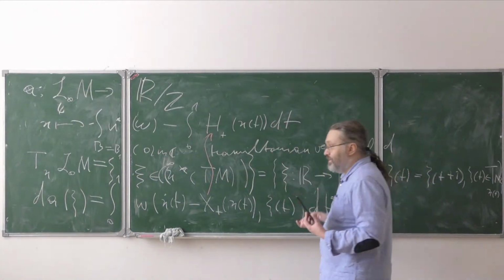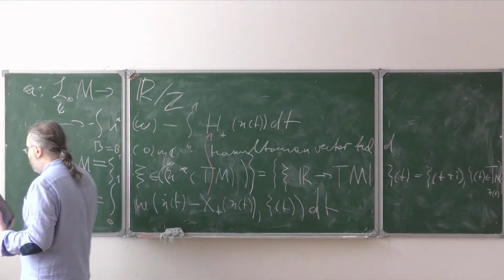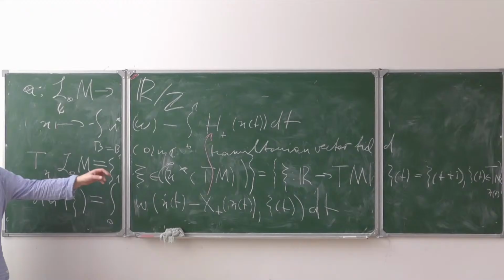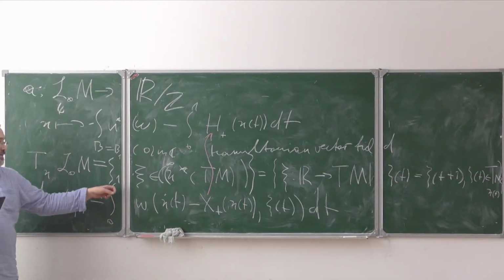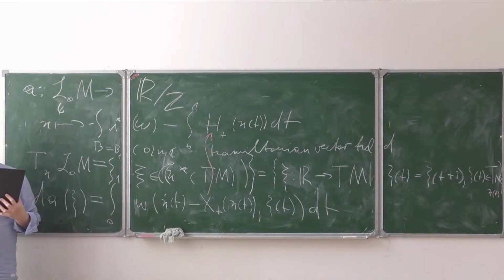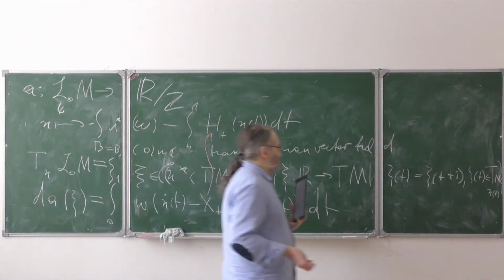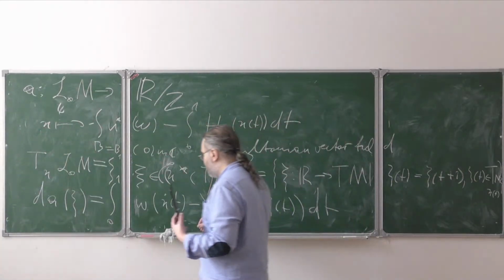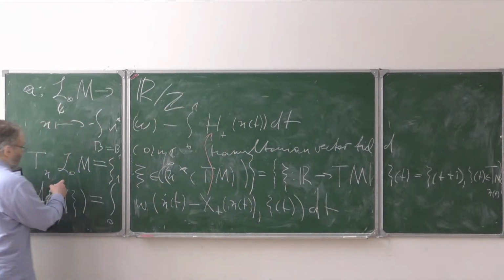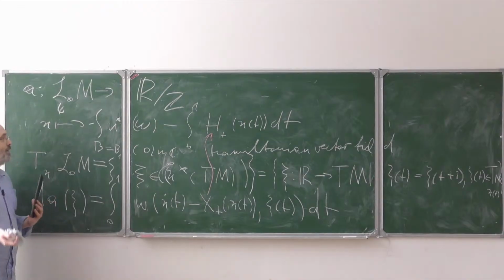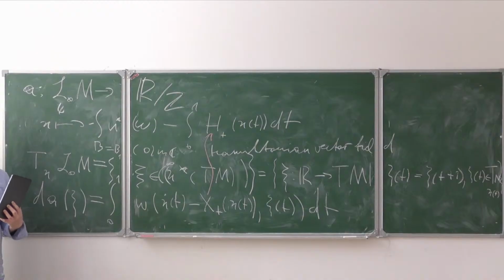Okay. Now we want to calculate the gradient of this action, and this time it will be a genuine gradient. But to do this, we need a metric, a metric on L naught of M. Well, let's define a metric, and then we'll calculate the gradient.